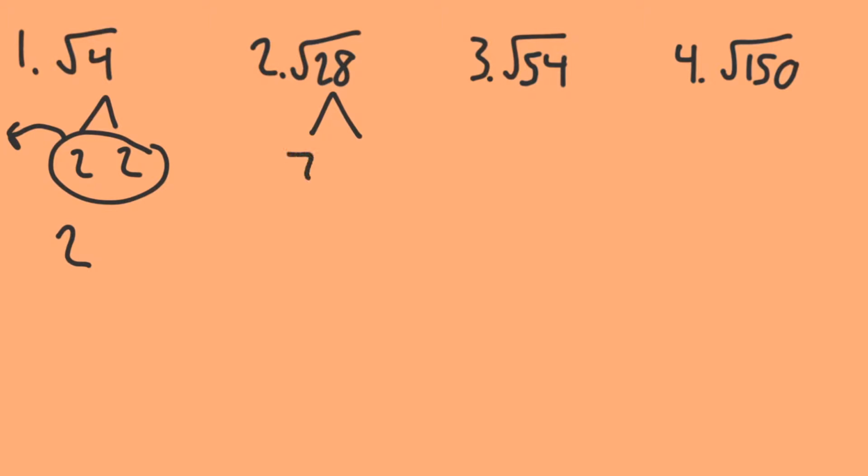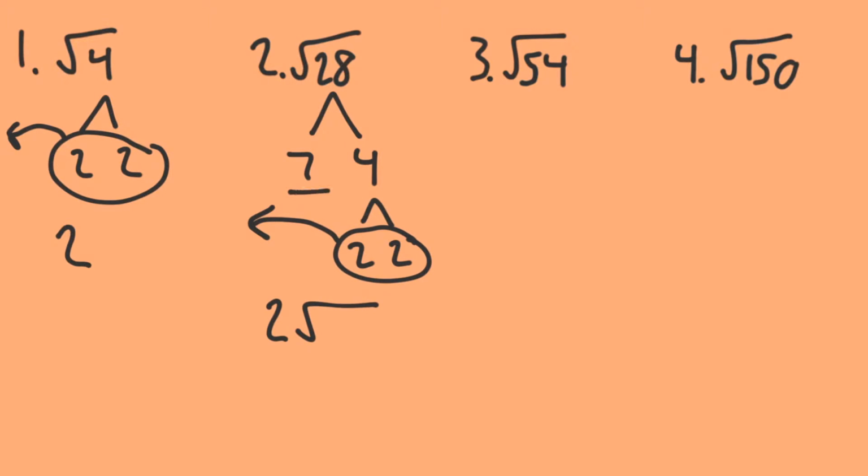28 is 7 times 4, and then just keep breaking everything down. 4 is 2 times 2. 7 is prime. There aren't any other factors between 1 and itself that go into it, so we can leave it as 7. But here's a group of 2. So we bring it out, and we write down a 2. Then on the inside, what's left is just the 7.